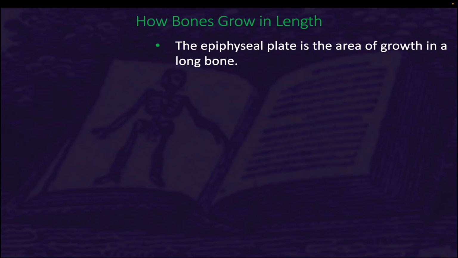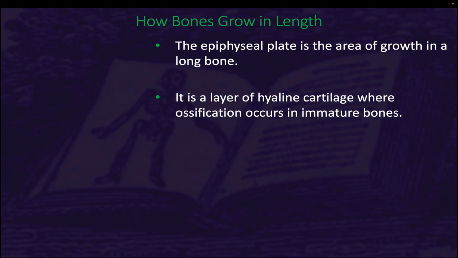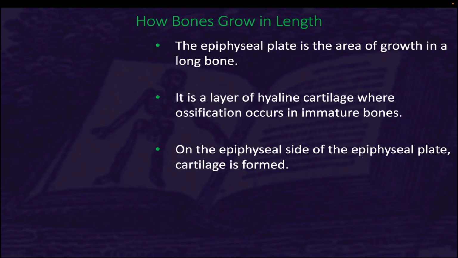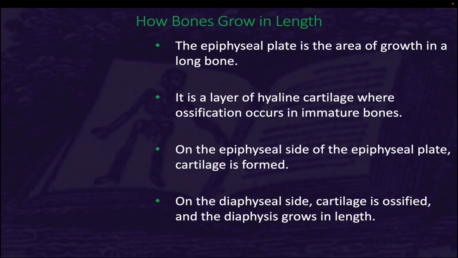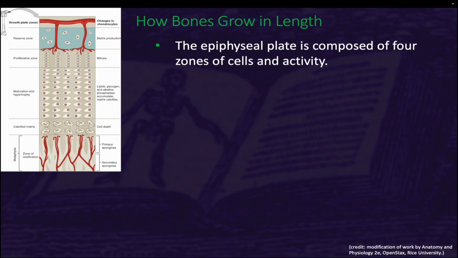The epiphyseal plate is the area of growth in a long bone. It is a layer of hyaline cartilage where ossification occurs in immature bones. On the epiphyseal side of the epiphyseal plate, cartilage is formed. On the diaphyseal side, cartilage is ossified, and the diaphysis grows in length. The epiphyseal plate is composed of 4 zones of cells and activity.